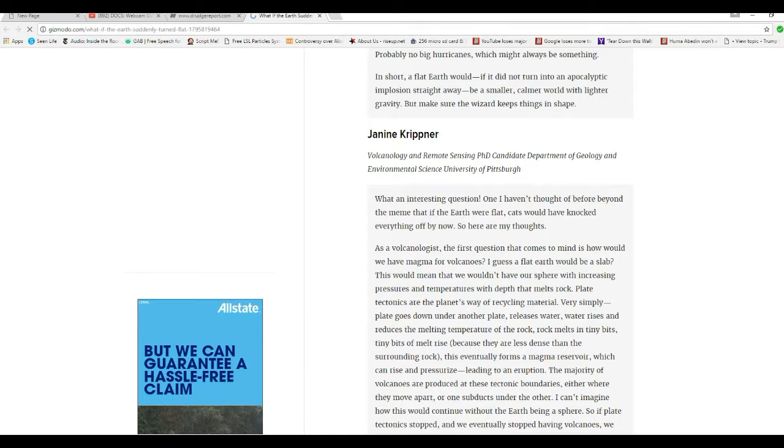First question that comes to mind is how we have magma for volcanoes. I guess a flat Earth would be a slab. That would mean we wouldn't have our sphere with increasing pressures and temperatures within that depth that melts rocks. Plate tectonics is the planet's way of recycling material. Very simply, a plate goes down under another plate, releases water. Water rises and reduces the melting temperature of the rock. Rock melts in tiny bits. Tiny bits of melt rise because they are less dense than the surrounding rock. This eventually forms a magma reservoir, which can rise and pressurize, leading to an eruption. And this goes on and on.